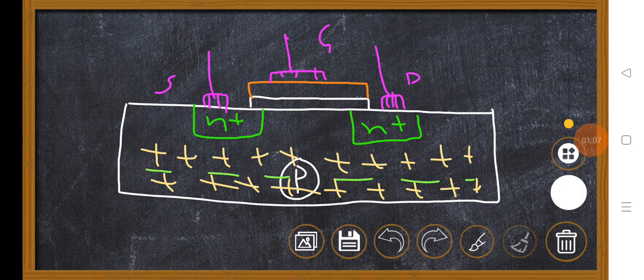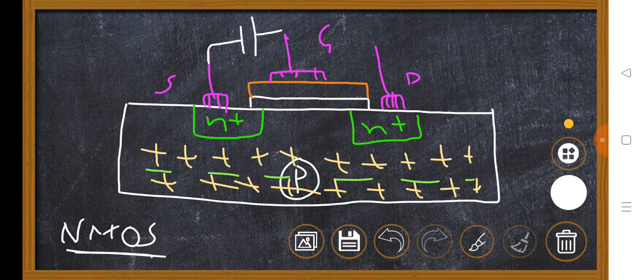Now we are going to discuss the NMOS working operation. Is it clear? Now observe very carefully. This is an NMOS. That means it consists of a p-type substrate and n-type diffusions. When a battery is connected between gate and source terminal in this fashion, I can call this VGS, that means voltage across gate to source terminal.